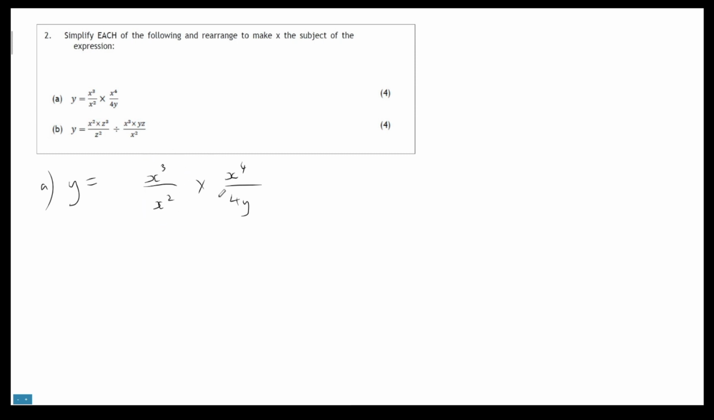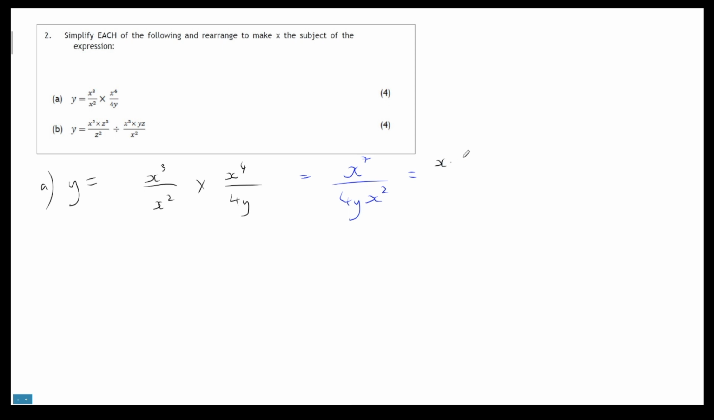These are going to simplify a whole bunch. We've got a couple of different ways we can do this. It depends on which way you feel better doing it. You could multiply the tops. Remember, when you multiply the bases, you add the powers. So this is going to be 3 plus 4, which is 7. And then the bottom bit is just going to be 4y times x squared. That's great. And then the 7 and the 2, they can actually cancel. They can be subtracted from each other.